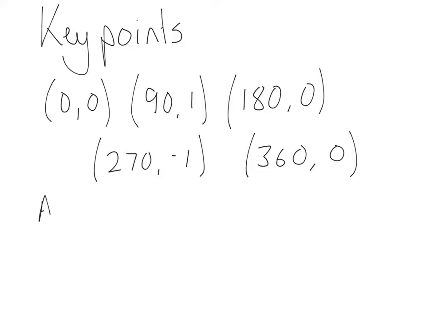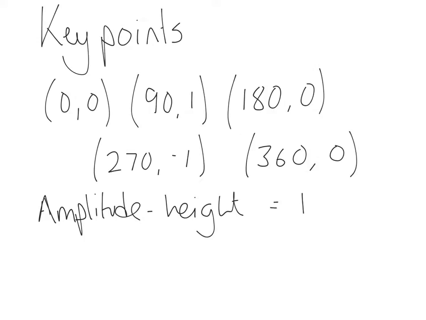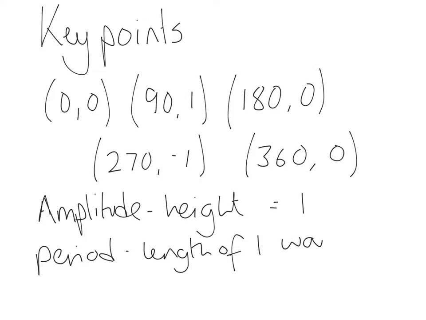And then we have the amplitude, which is the height. That's equal to 1. And we have the period, which is the length of one wave. That's equal to 360 degrees. So they're the key points for a sine wave. Now we will do the same for the cosine wave.